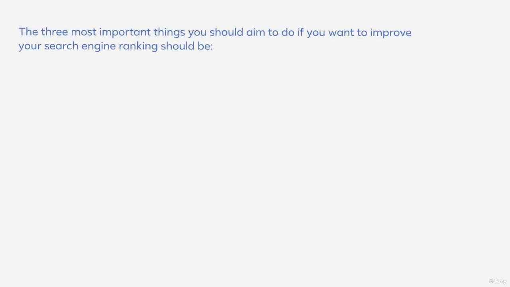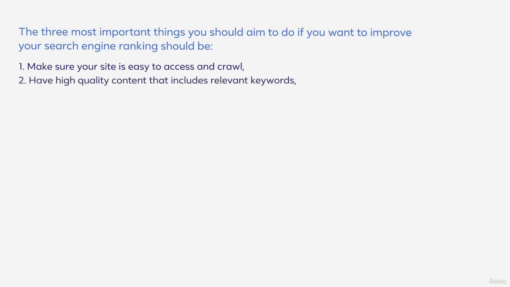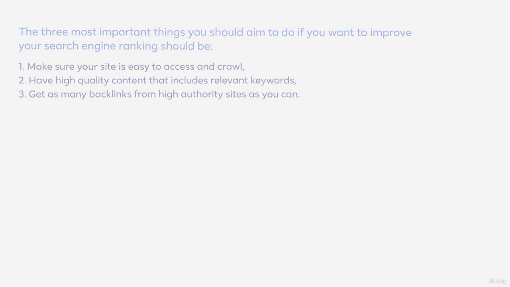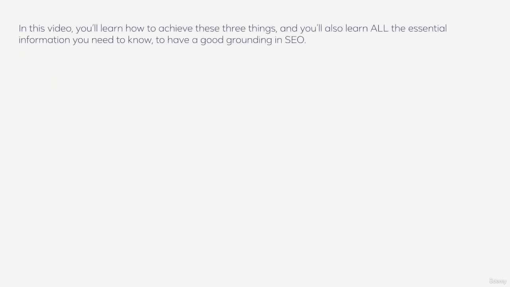The three most important things you should aim to do if you want to improve your search engine ranking should be: 1. Make sure your site is easy to access and crawl. 2. Have high-quality content that includes relevant keywords. 3. Get as many backlinks from high-authority sites as you can. In this video, you'll learn how to achieve these three things, and you'll also learn all the essential information you need to know to have a good grounding in SEO.